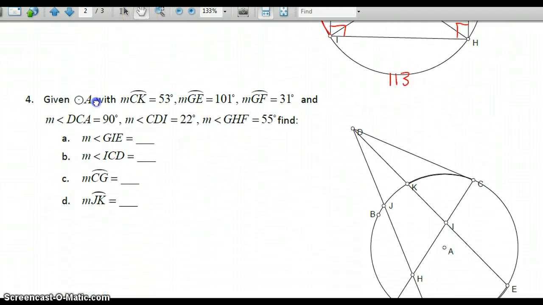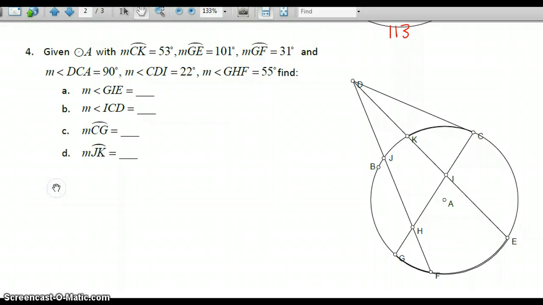Okay. Given circle A, with the arc from C to K, that's right here, this is 53. The arc from G to E, that's from here to here, is 101. That's a little weird because it goes all the way around point F. G to E is 101. G to F is 31.